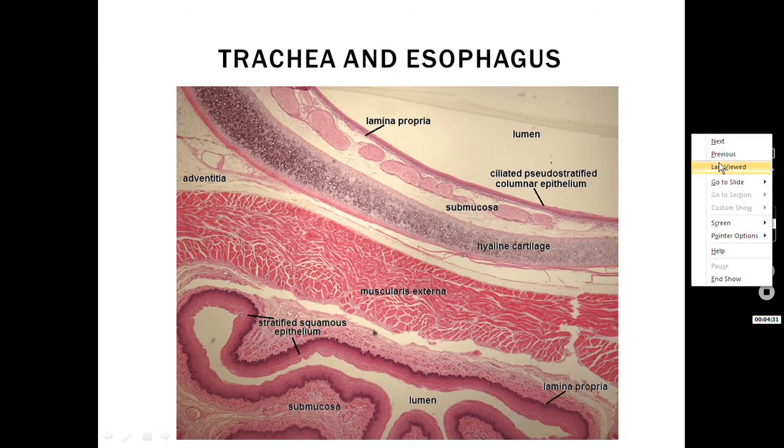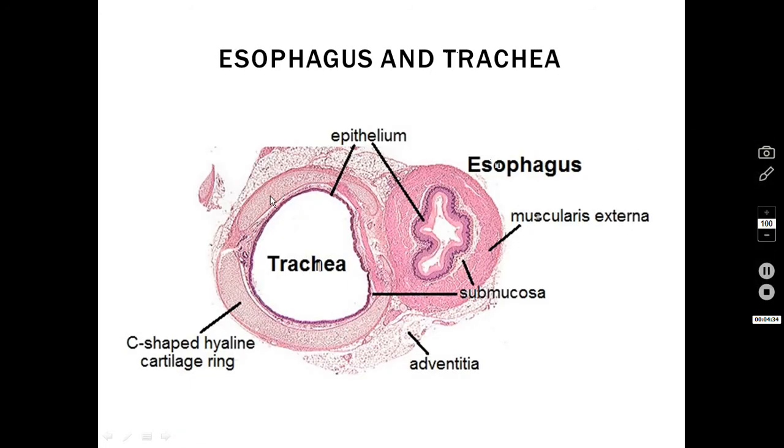Around the trachea, the trachea has that C-shaped cartilage ring that helps the trachea stay open so air can always move down the trachea. The esophagus does not have the hyaline cartilage. It has the muscularis externa. And then adventitia connective tissue surrounds both of them.